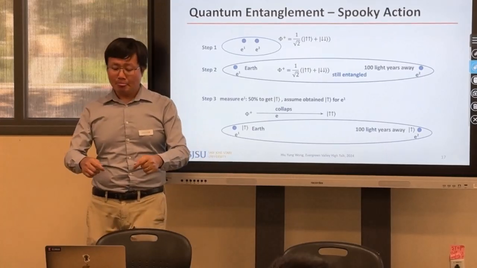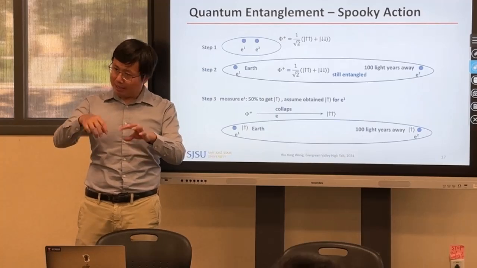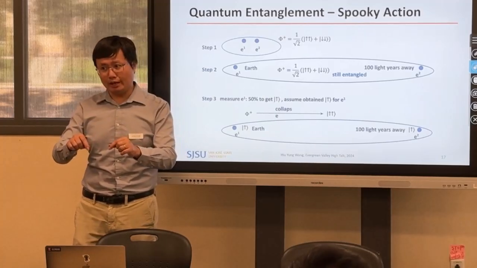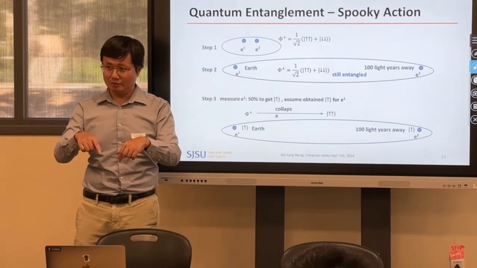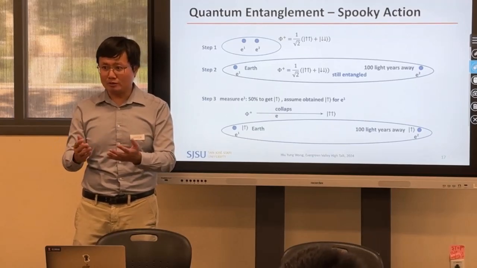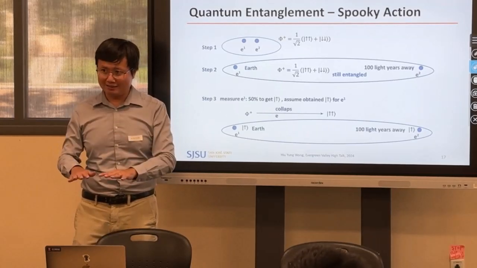How to say? So let's say I have a spinning coin, right? I cannot do that in reality, but let's say I make them entangled. So now it's a superposition of both up or both down.